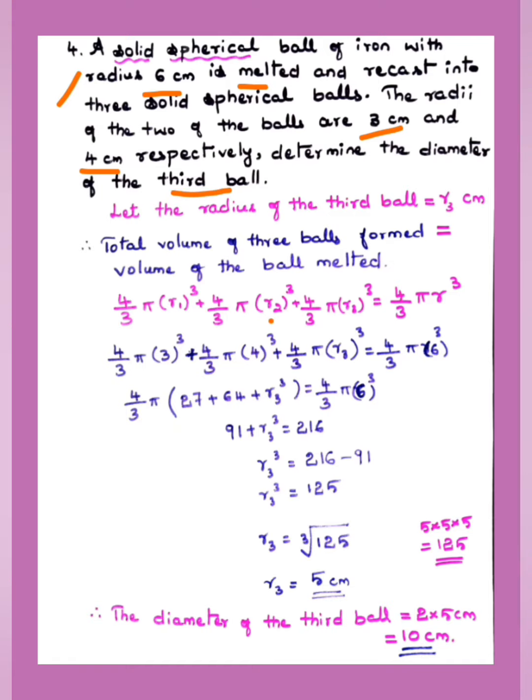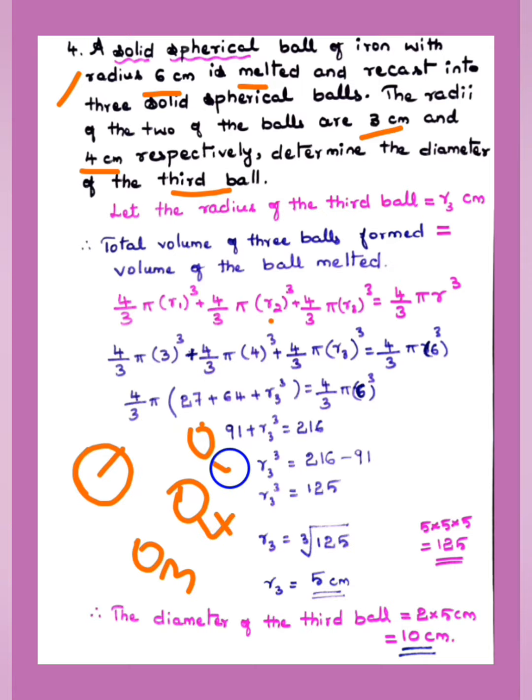So here there is a spherical ball of radius 6 centimeter and this is melted and recast into 3 small spherical balls. So their radii are given here. This first ball's radius is 3 centimeter. For the second one it is 4 centimeter. The third one's radius we have to find out. They told us to find the diameter of that. So let us calculate the radius first and then we can multiply by 2. We'll get the diameter of the last ball. Okay. So actually this big ball is melted and made into these 3.